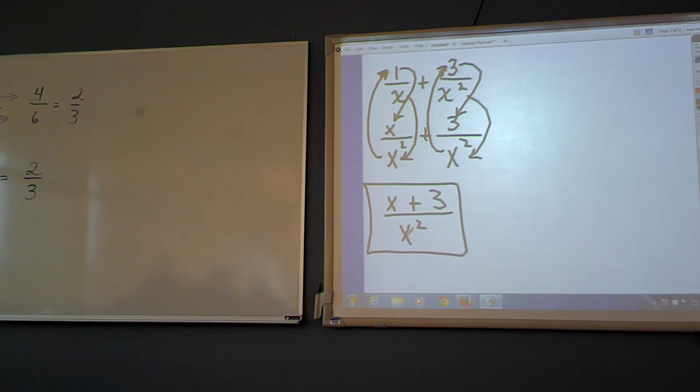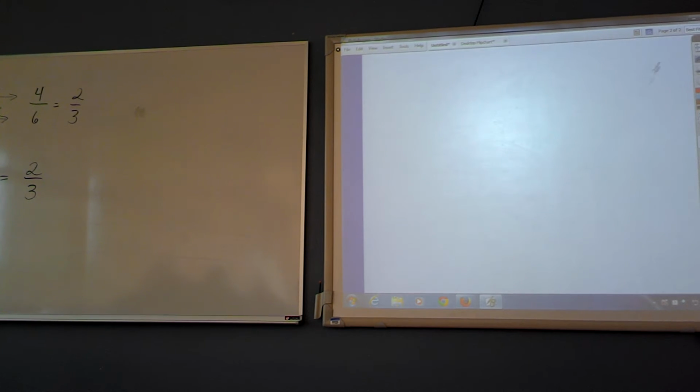Anybody wanna take a guess at where I learned that? When I was a student, I came up with it. Let's try another one. That was pre-algebra. Let's move up to algebra 1.